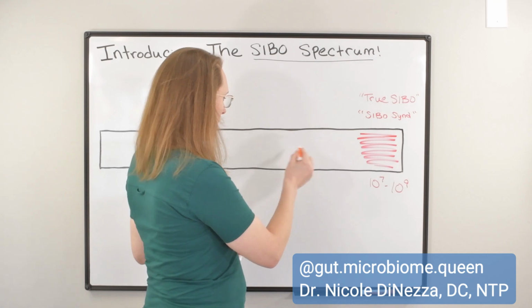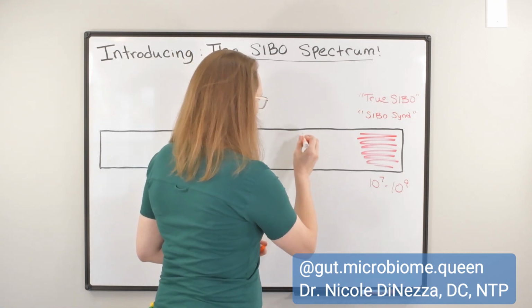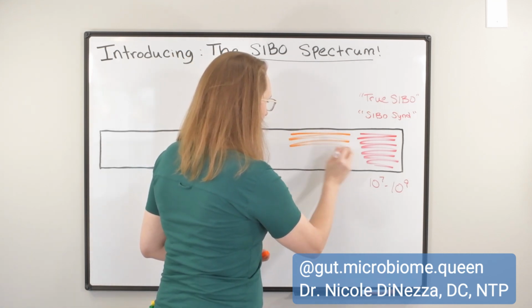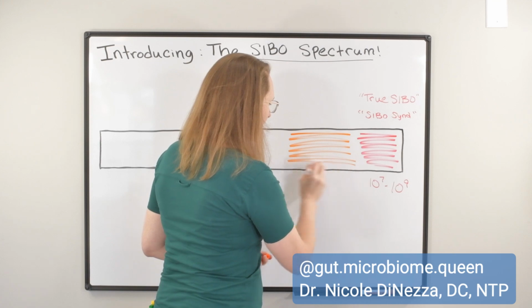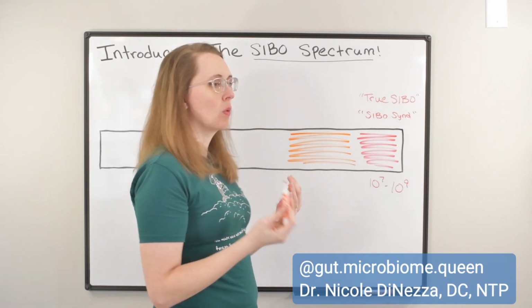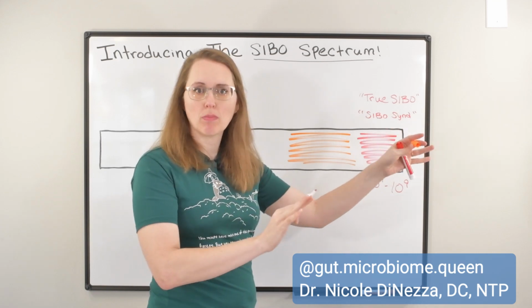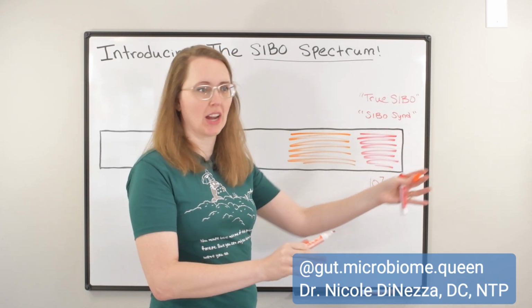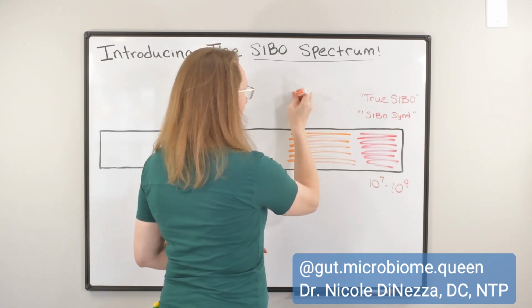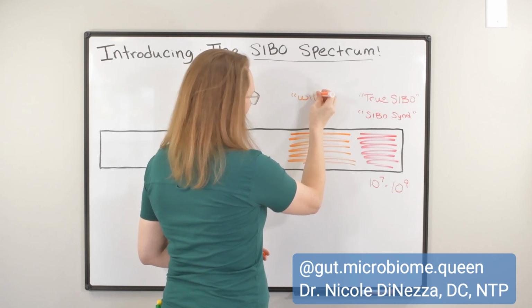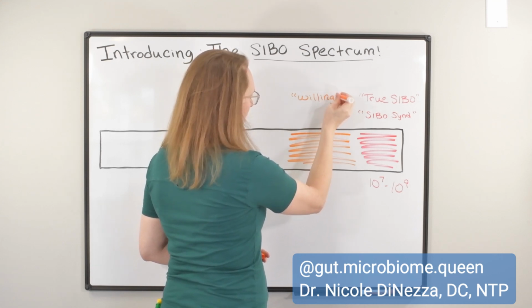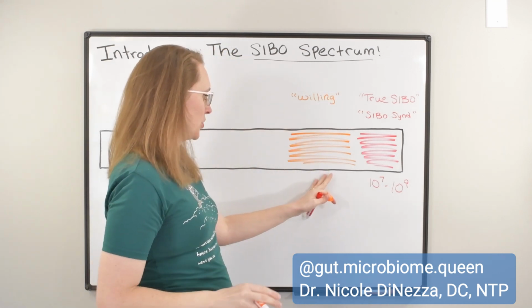Now there's going to be a zone in the orange that I'm going to draw here, and it's probably about yay big, I would say. And this is a category of what I'm willing to call SIBO without it being true, honest to goodness, holy crap SIBO. Right, so let's just call this willing. I'm willing to call this SIBO too.